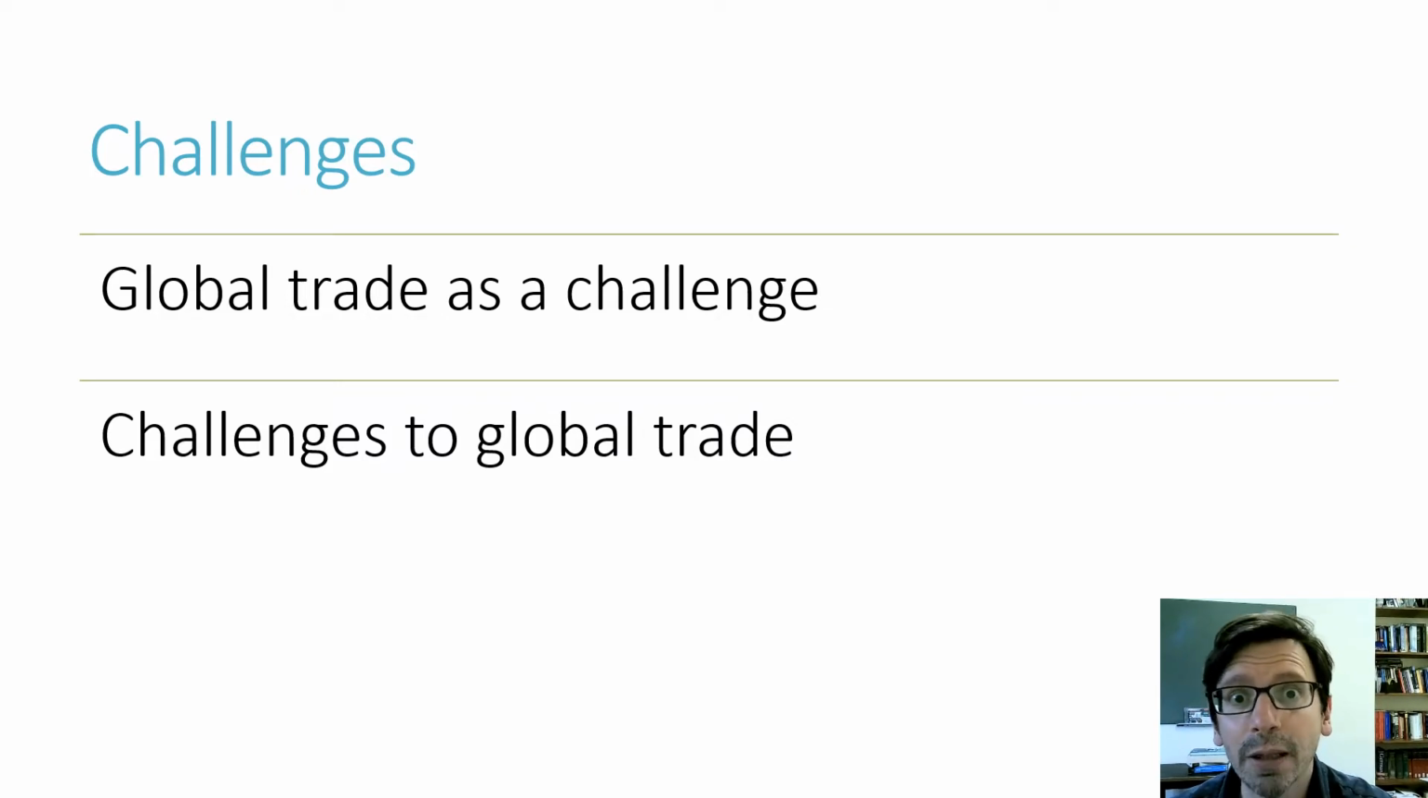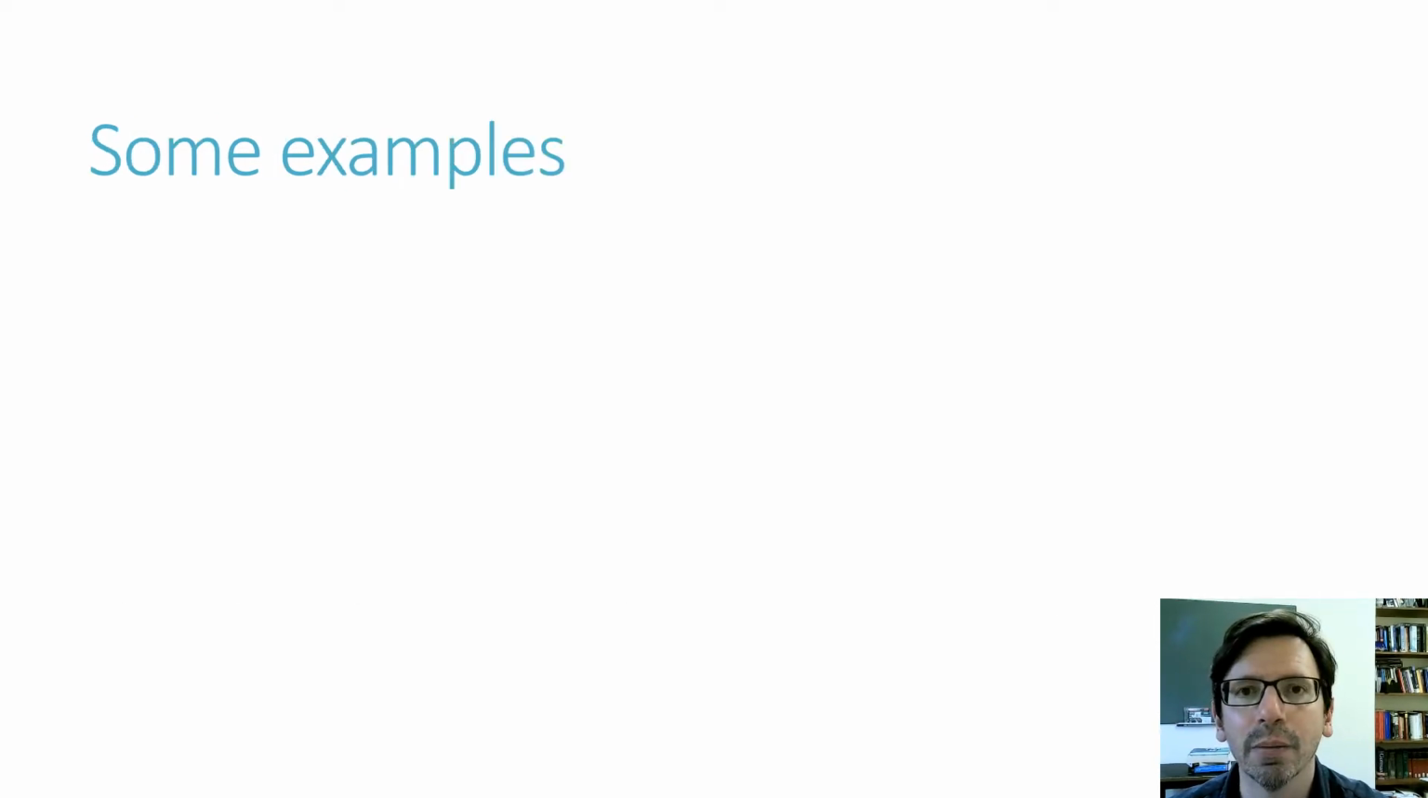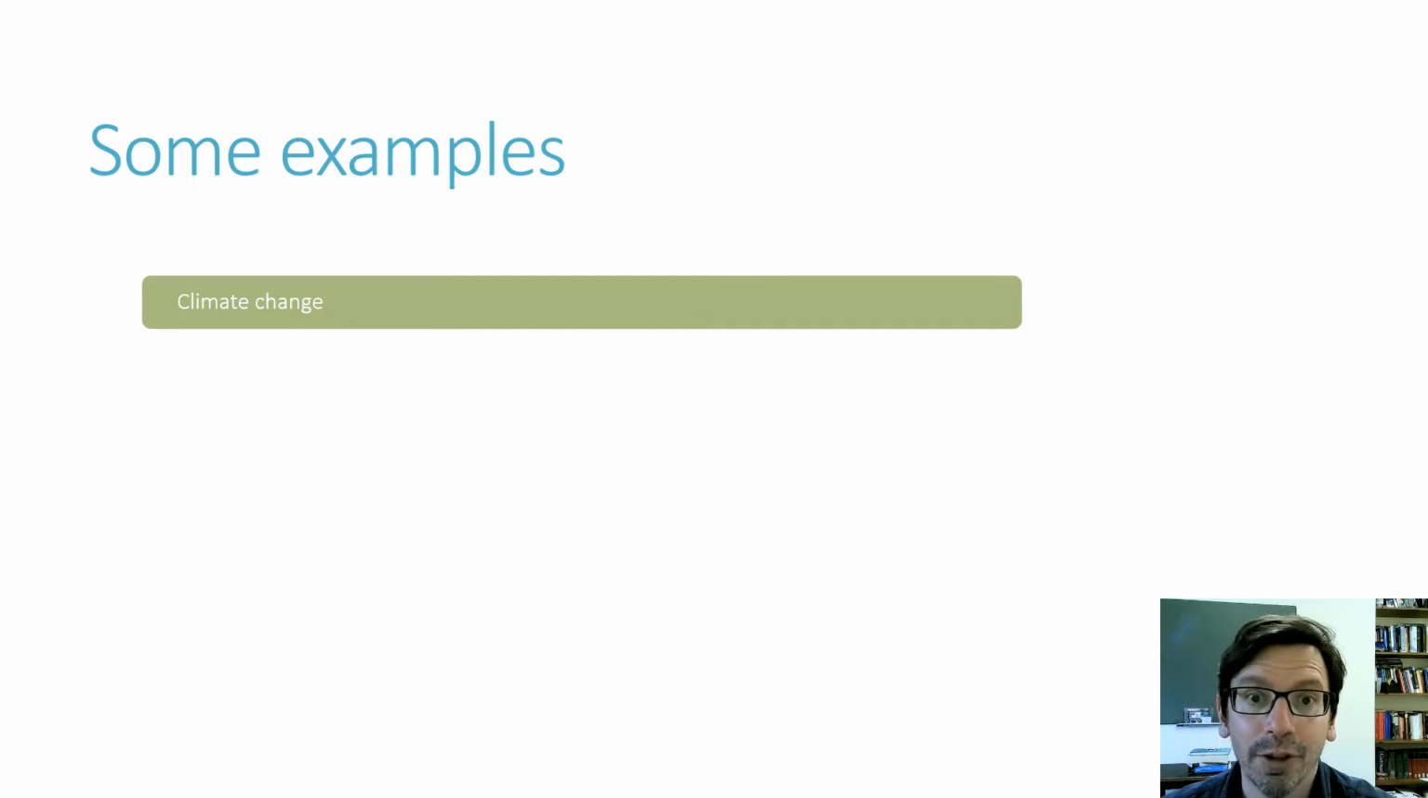So the module is about how international trade law, the regulation of international trade, deals with these challenges that emerge from global trade, but also challenges to the global trade system. So let's look at some examples. Climate change is the most obvious one.